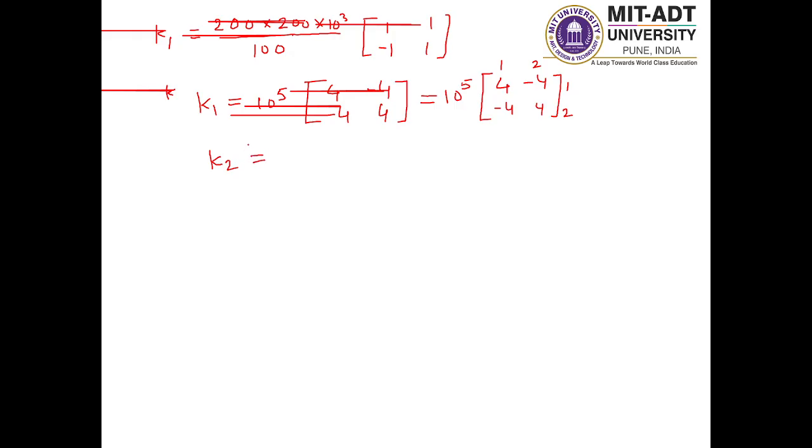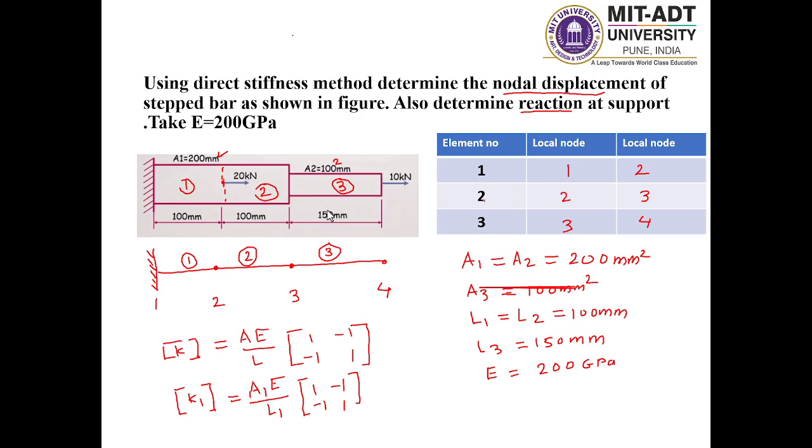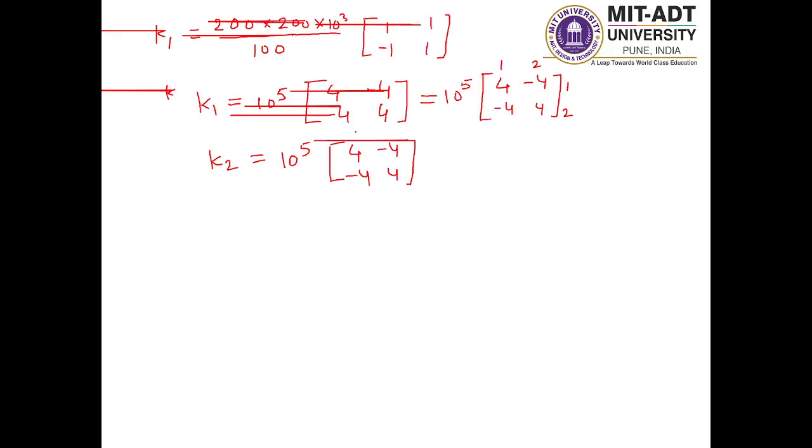K1 and K2 have all the values constant, the values are the same. So I am defining the values like 10 raised to power 5 common, and the same matrix 4, -4, -4 and 4. And as element 2 is in between node 2 and node 3, I have to write here column 2 and column 3, likewise row 2 and row 3.